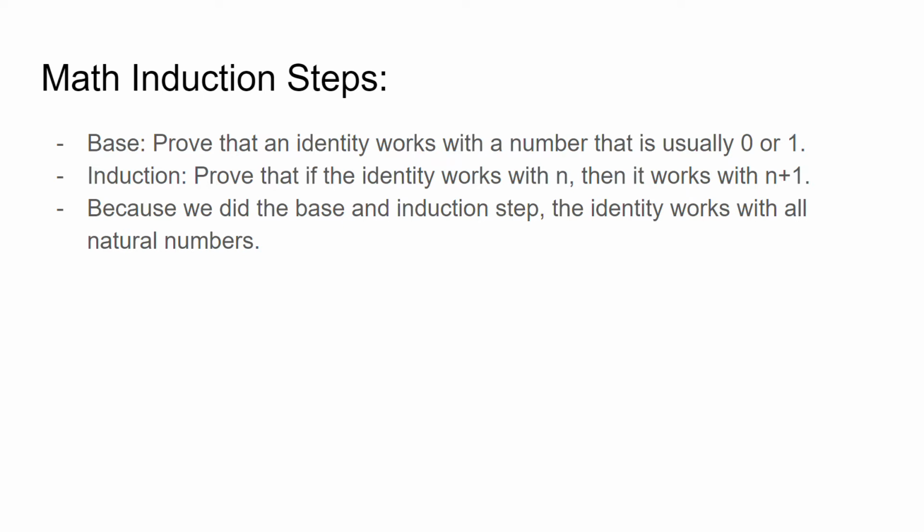To use mathematical induction, you need to do two steps. The first step is called the base step, and you prove that an identity works with an example like 0 or 1. The second step is the induction step, and you have to prove that if the identity works with n, then it will also work with n plus 1. If you are able to prove those two things, you'll be able to conclude that the identity works with all natural numbers.